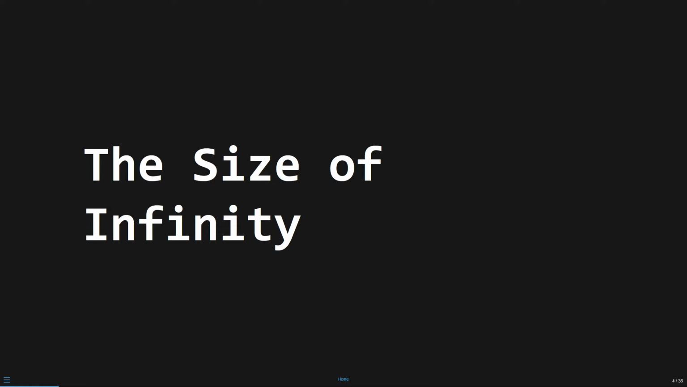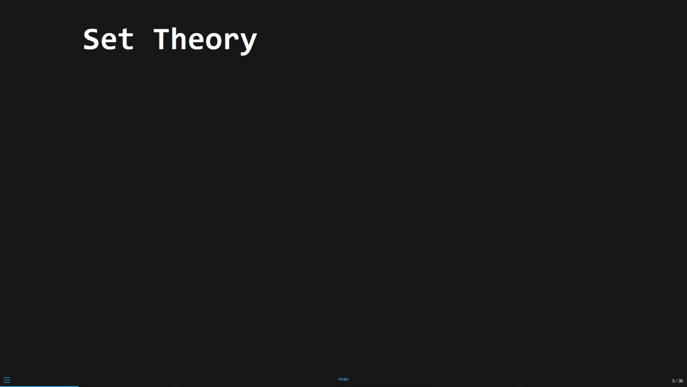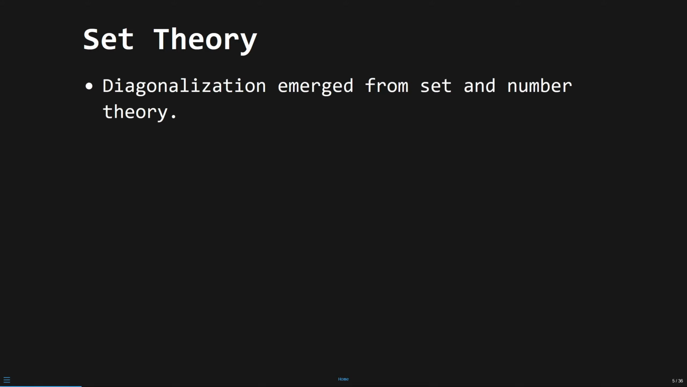So there are different infinite sets, and we're going to look at them and examine them mathematically. So let's introduce a little bit of set theory. Everybody loves set theory, so we're going to introduce a bit of it here.